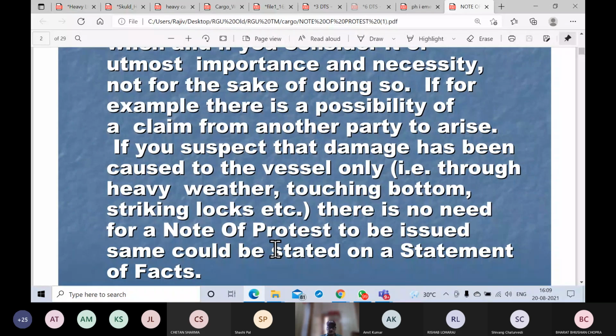As soon as you have a chance that a claim can arise from another party, you can resort to note of protest saying that actually things were beyond the control of the vessel. That is why this damage might have been occurring.